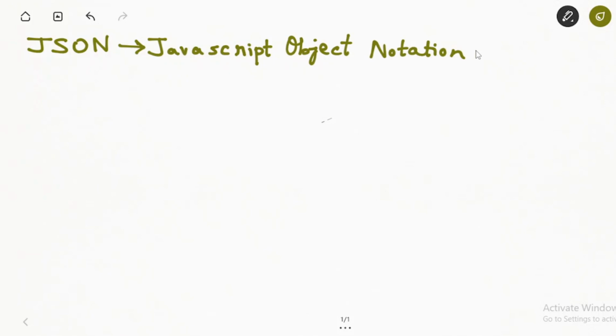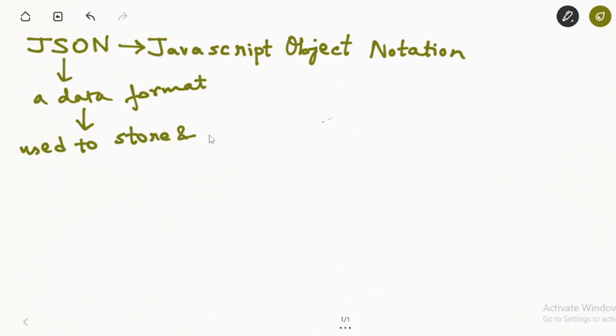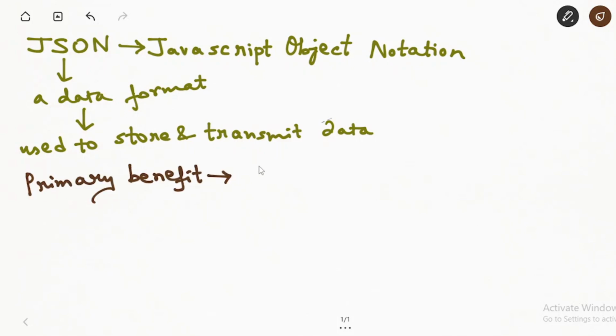JSON is JavaScript Object Notation. It's a data format used to store and transmit data. It uses human readable text to store and transmit data. It is used to store and exchange data between a client and a server, and is used to transfer data between web applications.